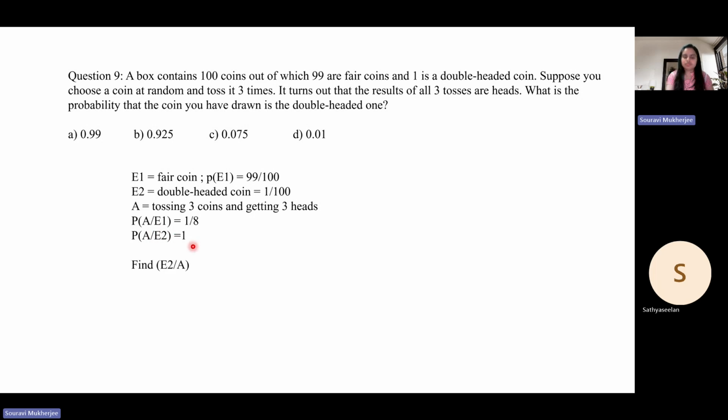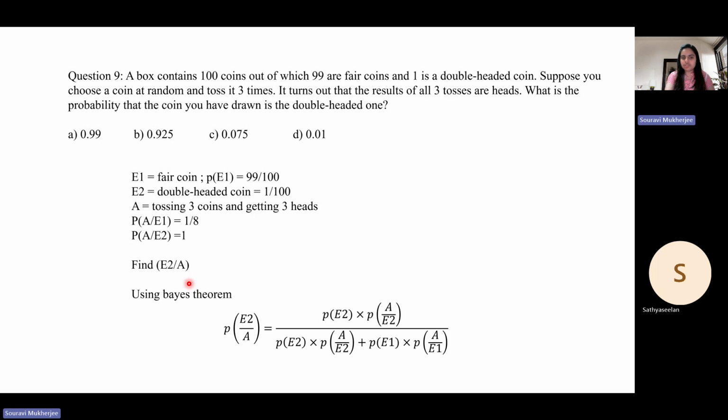Now, you were asked the probability that you have drawn a double-headed coin. So you have to find the probability of E2 when A has already happened. That means you have got 3 heads in 3 tosses. What is the probability that you have drawn a double-headed coin? So you have to use Bayes theorem, and this is how it's defined. All these terms are provided to you. You just have to substitute them to get the value.